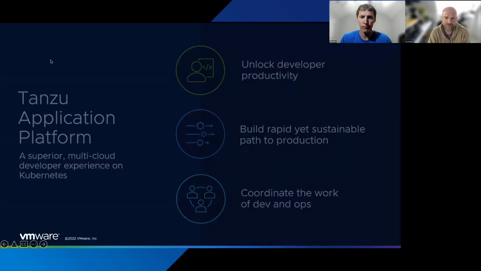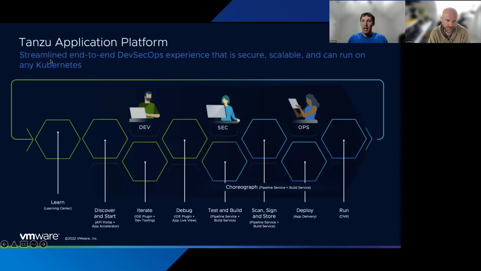Okay. All right, so let's dive into how we do this. One of the core tenets that we have in the Tanzu Application Platform is a clear line of delineation between our dev and our ops or SecOps teams, right? So how do we do that? We focus on providing what we call an inner loop for our developers and an outer loop for our operators.